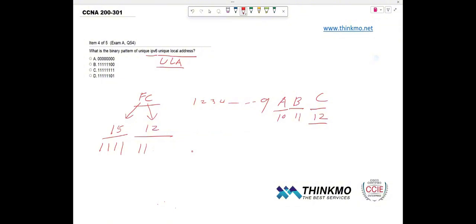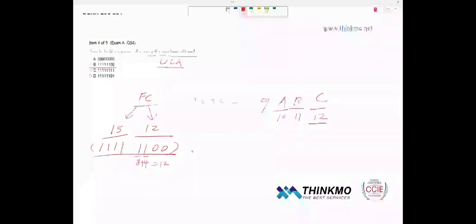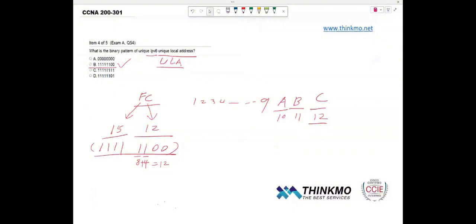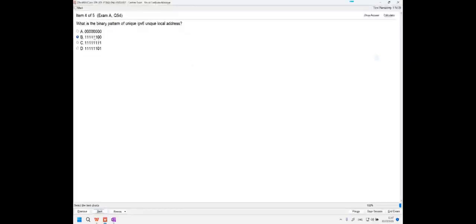And when converted to binary, it equals 1100. This position is 8. This position is 4. Right? Add them together to get 12. So the abbreviated format converted to binary is this. So we choose B. For this question, the correct answer is B. Okay, choose B.